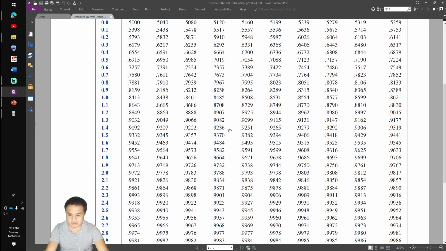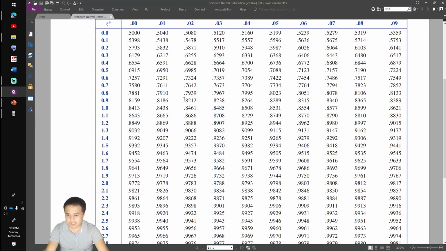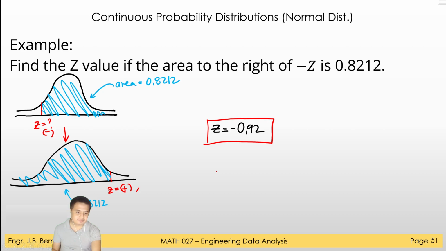Let's find 0.8212. So we have 8212 here. Therefore, the answer is 0.92, right? 0.9 plus 0.02. So we have 8212. Therefore, the z-score is 0.92. But not too fast, no? Since we flipped this around, if we fix this again to the other side, then this should be negative, because the problem says to the right of negative z. So the answer should be negative 0.92. Okay? I hope that's clear.